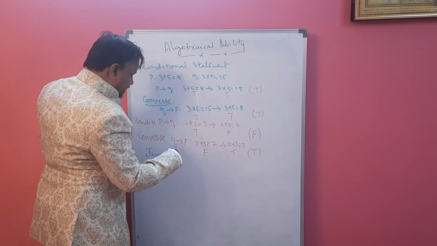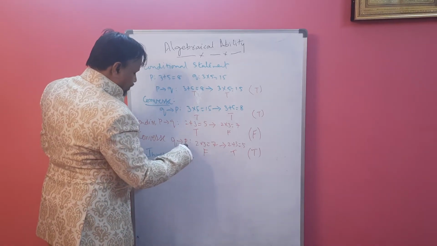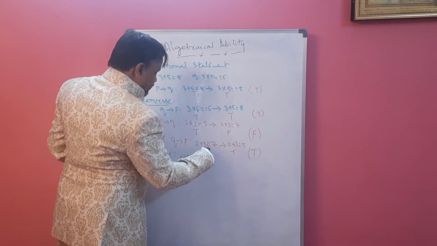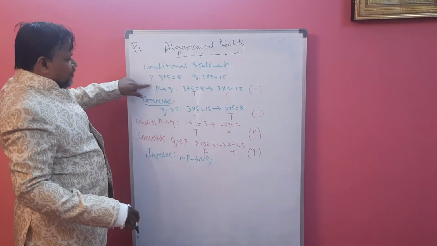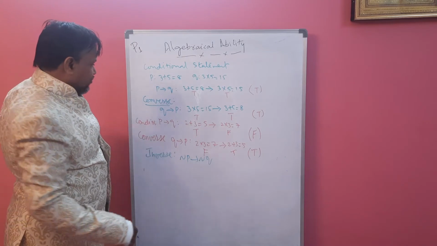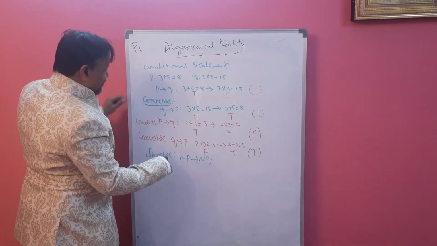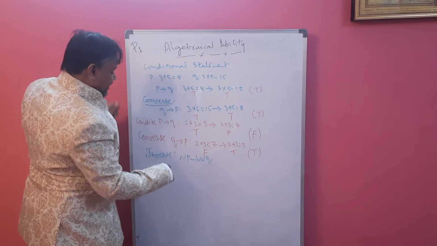Inverse is nothing but negation P implies negation Q. Same value we have to put with negation. Here negation of this we have to take. Negation of this, what? P is there.